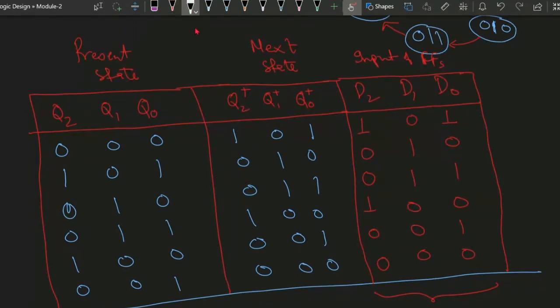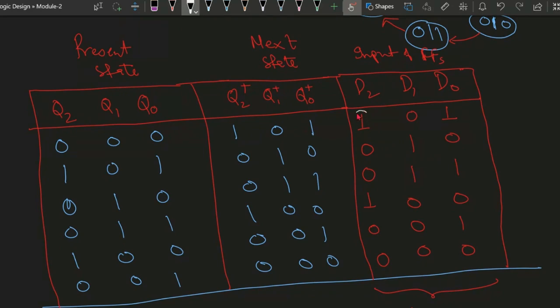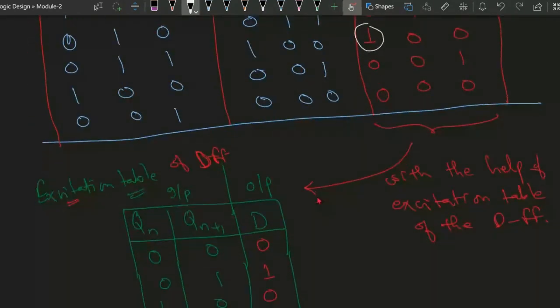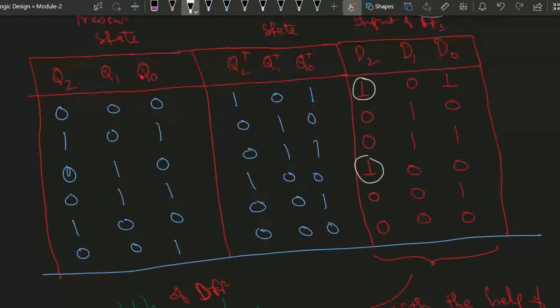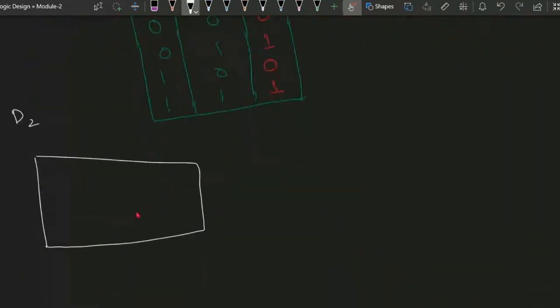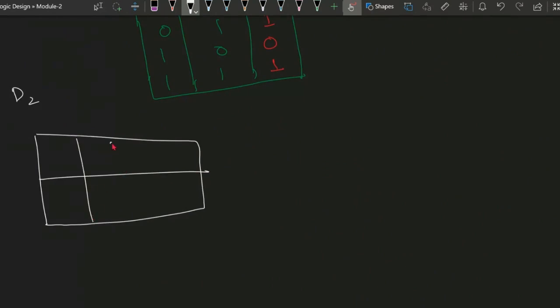So we can just think of it here. D2 is here, 1 here. It is 1 here. These are the two terms that are explaining the D2. Similarly, with the help of a K map, we will be simplifying it. So for D2, how will the K map be? Because here Q0, Q1, Q2, 3 inputs are there. So these 3 inputs will be part of the min terms. Once we simplify it, we can simplify 0, 1, 2, 3, 4, 5, 6, 7.